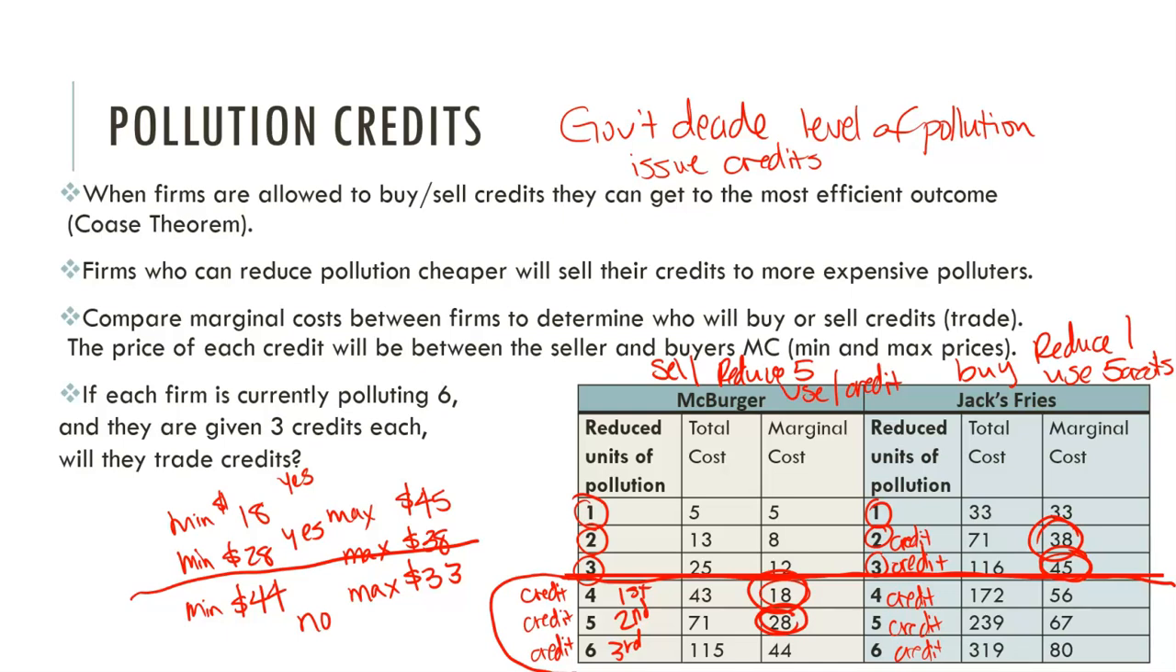So this goes back to that Coase theorem idea. Like if there's a difference between my value and your value, we can possibly negotiate something to get to a more efficient outcome. And we say that this is more efficient because we're reducing pollution at all of the lowest marginal costs. So this outcome right here, where they bought and sold 2 credits, that gives us that lowest total cost of pollution.